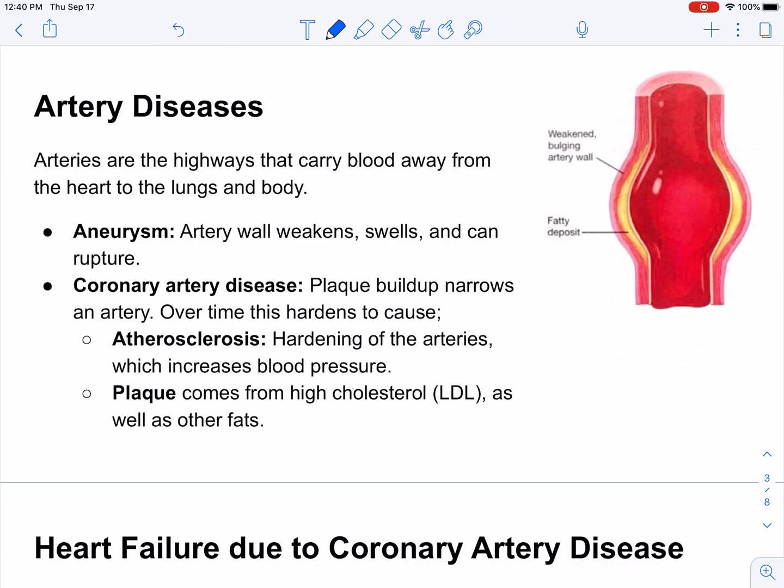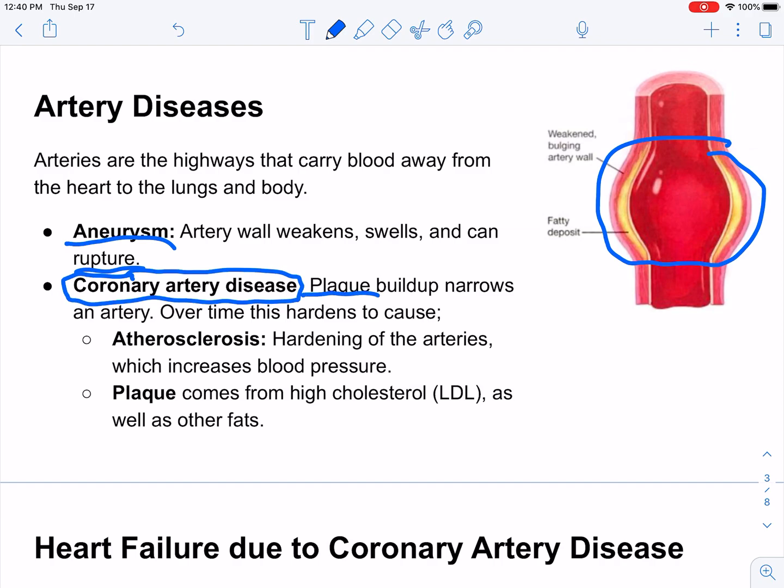So there are various artery diseases. Remember, arteries are kind of the highways that blood travels through to the lungs or to the body, so blood is exiting, going away from the heart. An aneurysm is when the wall weakens, and so you get this sort of swelling, and it's dangerous because it could potentially rupture, and then that's a lot of blood loss and needs to be fixed surgically. But as we mentioned, coronary artery disease is kind of the really big one.